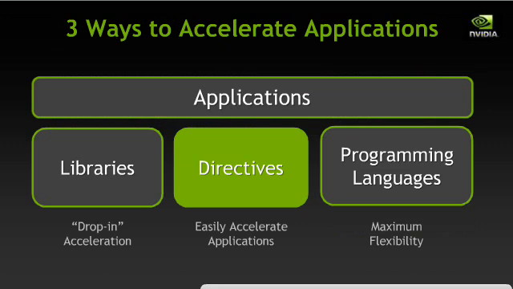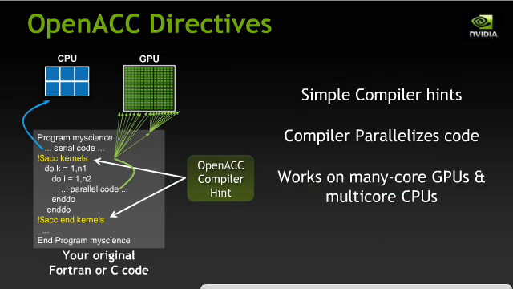All right, so once you've exhausted the libraries options, you've called everything that's already been done for you in your libraries, really the next easiest step as we go down the scale is using directives. And directives are simply compiler hints, in Fortran, C, and C++, to the compiler on how to optimize code or how to parallelize code. If you've ever used OpenMP before, this is very similar.